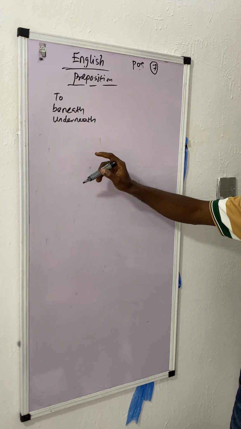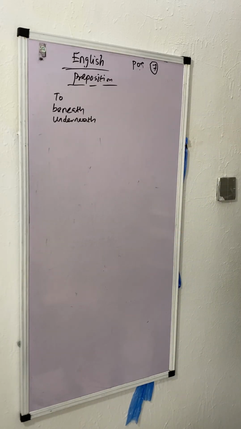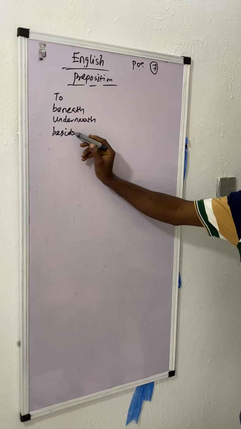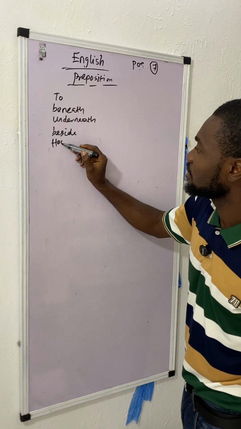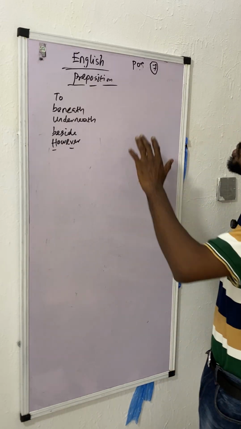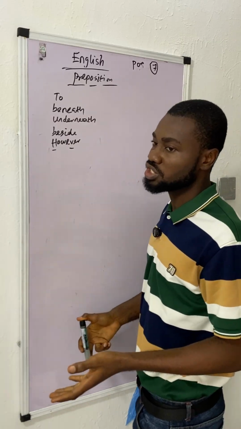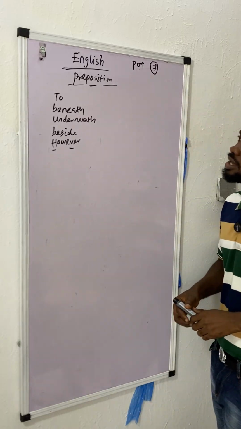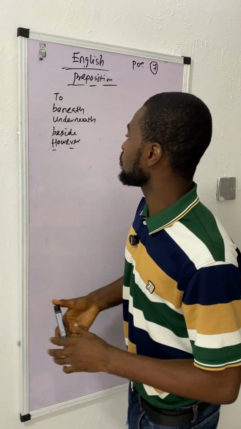See, all these prepositions can also be used as conjunctions. You have beside, you have however. You can use them as conjunctions too. So just know that some parts of speech can appear in another part of speech. The same word can appear in multiple parts of speech. All right, just know that. So a preposition always points at something, and it also acts as a conjunction.